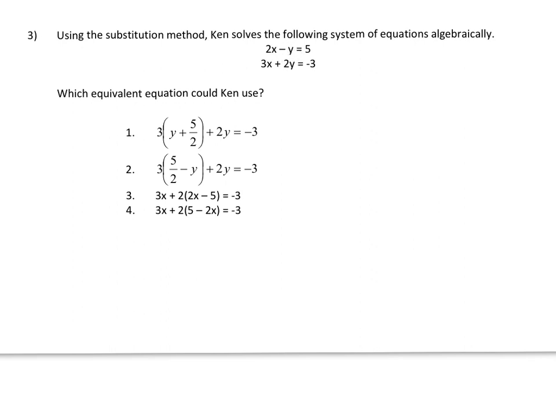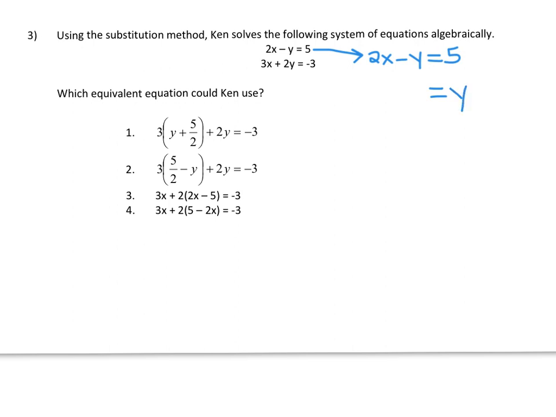So I'm going to start with this equation. This may not have been what Ken did, but it seems the most logical to me. I'm going to take the 2x minus y equals 5, and get the y all by itself. I think the easiest way is to take this y, since it's negative, and move it to the right-hand side of the equation. Because when you take a -y and move it to the other side of the equal sign, doesn't it become a positive y?